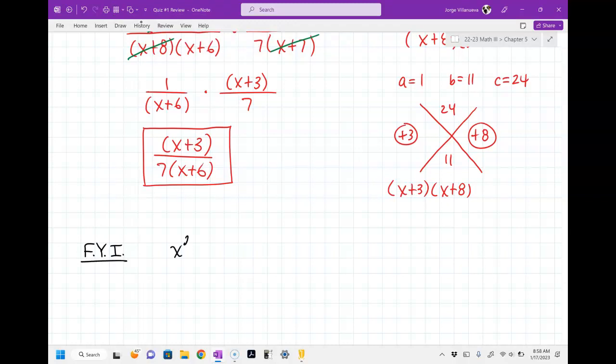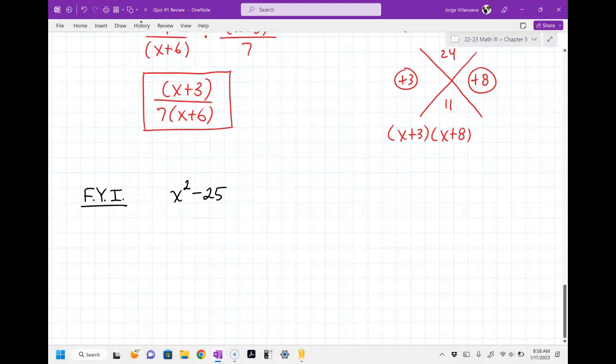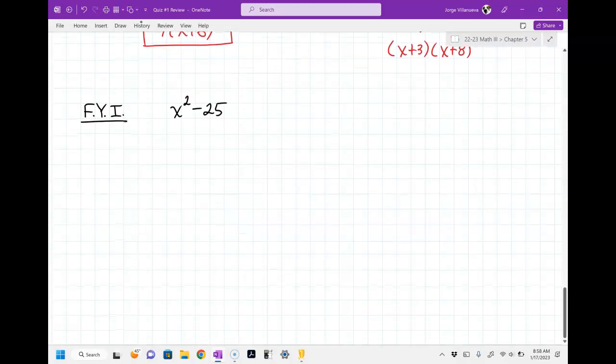If you see something like this, let's say on a fraction on the top or on the bottom, whatever. But if you see something like this, remember, go through your process, okay? First thing to ask yourself is, does that have anything in common with the two terms? x squared minus 25. Is there something you can factor out? No. Is it 4 terms? No. 3 terms? No. 2 terms? Yes.